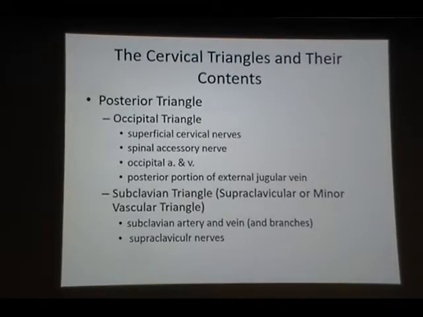All right, so they can go into that triangle. The subclavian artery and vein and its branches are there, and supraclavicular nerves, an interesting spelling, come through there from these lower or medial anterior portions of the cervical plexus. So these are the two triangles in the posterior, this larger posterior triangle.